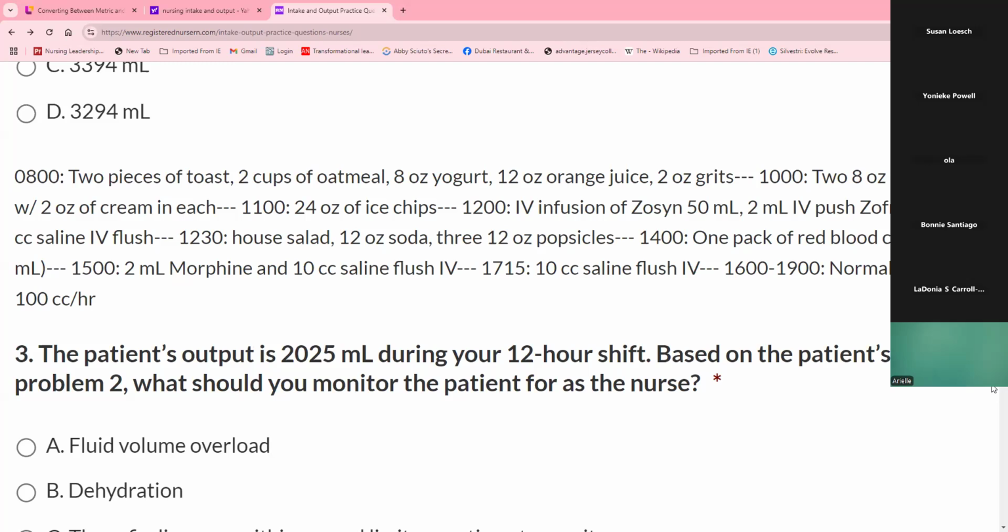Okay. Also in that coffee, what do we have? 2 ounces of cream in each cup. So that's 4 ounces of cream. Okay. Next, we have 24 ounces of ice chips. That's 12. Don't do any conversions yet. You're just writing this down. Then at 12 o'clock, we have an infusion of 50 mLs.